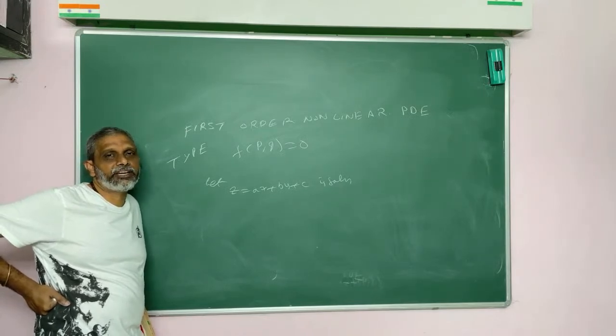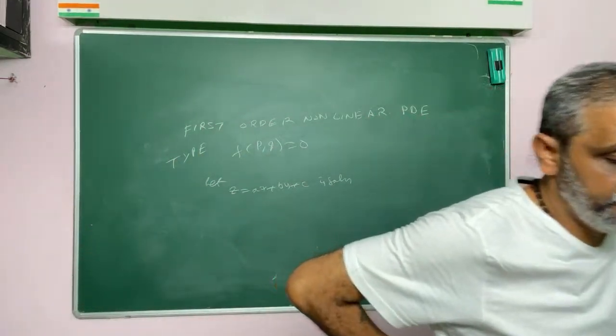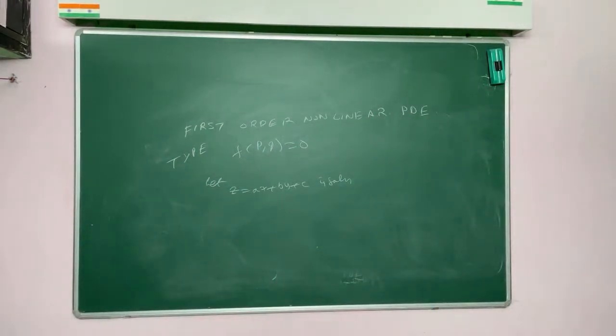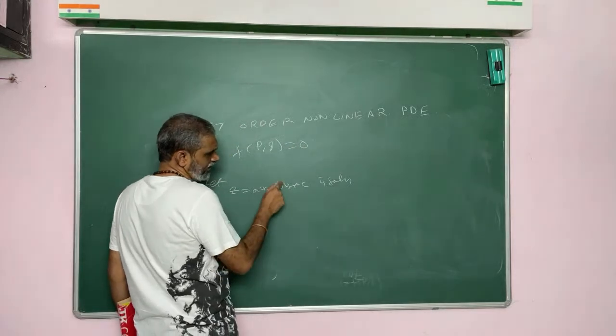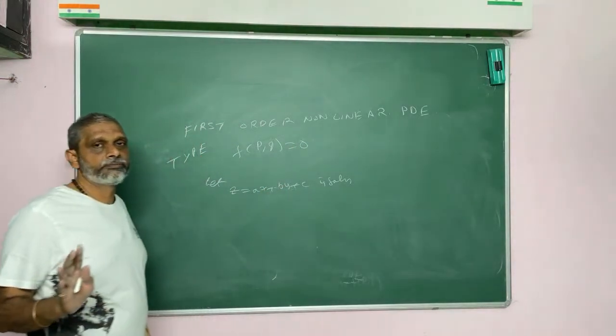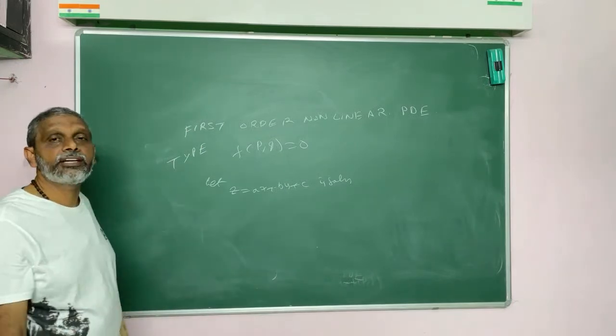How did I define the complete integral? Only two independent variables, so I will have two constants. But how am I taking three? This is actually without loss of generality. This B is equal to something I will do, don't worry. Just assume this is the solution. From this I will write the complete integral, and from this I will write the singular integral.